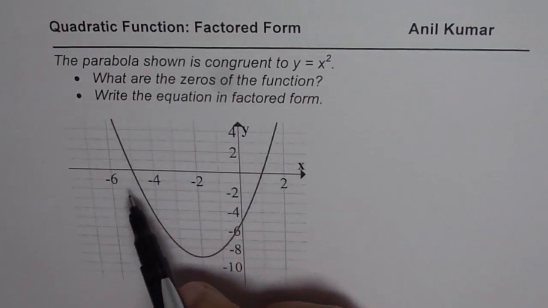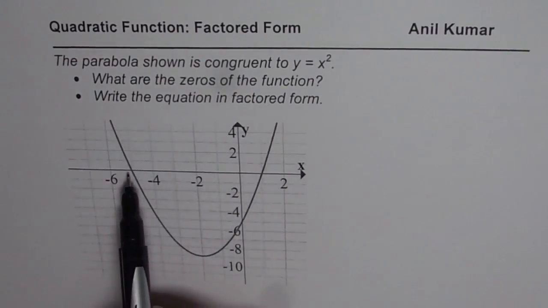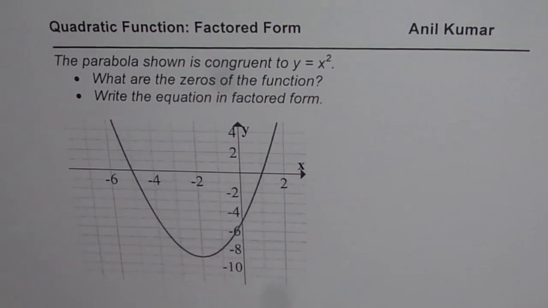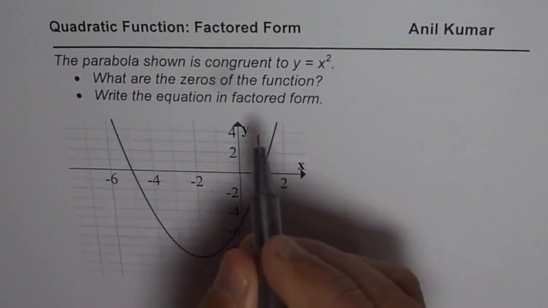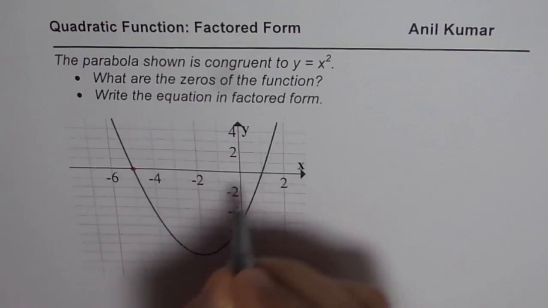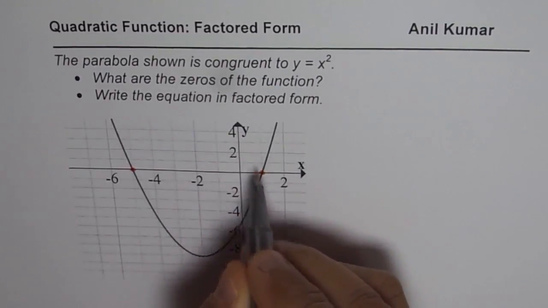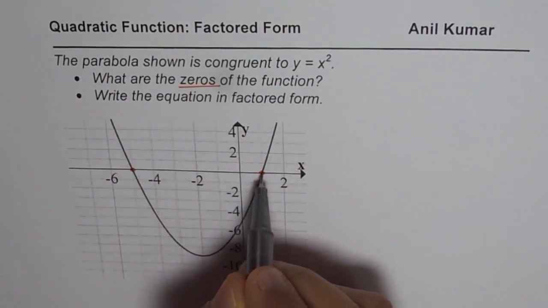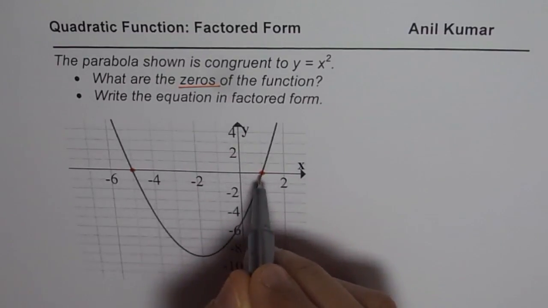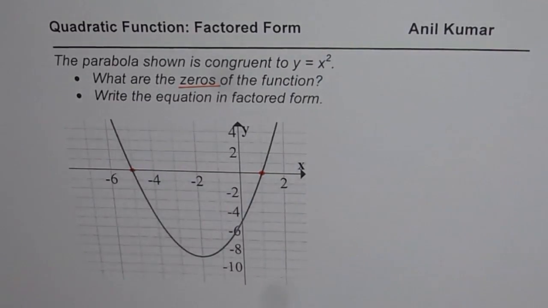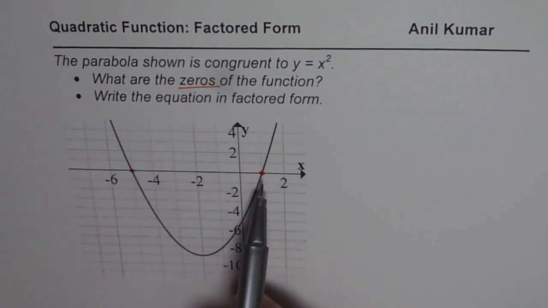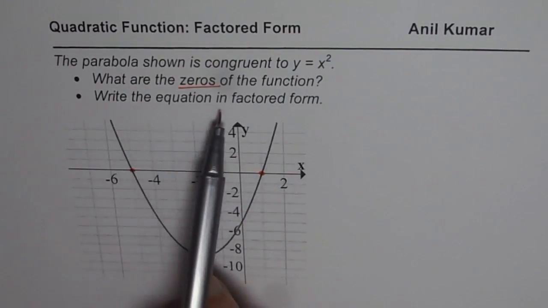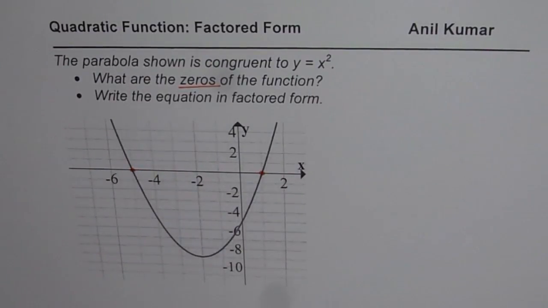So that's the parabola which opens upwards, and we can find the zeros of the function, which on a graph will always be x-intercepts. So zeros are x-intercepts. These are the points where the y value is 0. Those are called zeros, right? So zeros are the points on the graph which have a y value of 0, and they are represented by the x-intercepts. So from here you can easily read the zeros. And then you need to write the equation in factored form. I'd like you to pause the video, answer the question, and then look into my suggestion.